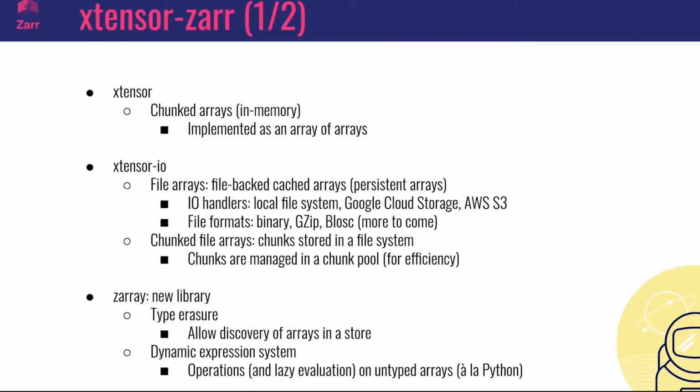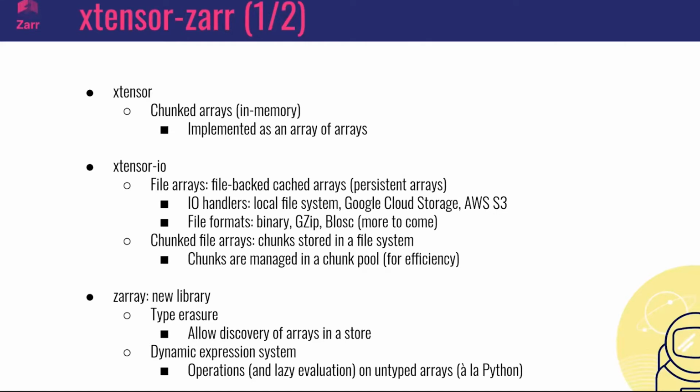Xtensor IO also has its version of chunked arrays, but they are not stored in memory. We call them chunked file arrays because they use file arrays and they are stored on a file system. And they are managed in a chunk pool, which means that a limited number of chunks are held in memory. Xarray is a new library.